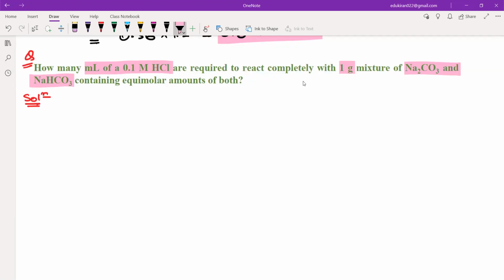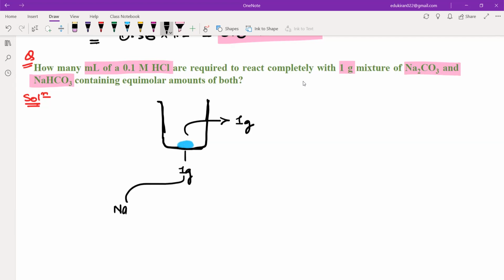What they are saying, 1 gram of mixture of Na2CO3 and NaHCO3, means we have a beaker kind of thing, and in this beaker we have some solution. We have some mixture. What is the mixture? Mixture is of NaHCO3 and Na2CO3. This is my mixture, and the mass of this mixture is 1 gram. In this 1 gram only, we have two different components: Na2CO3 and NaHCO3.